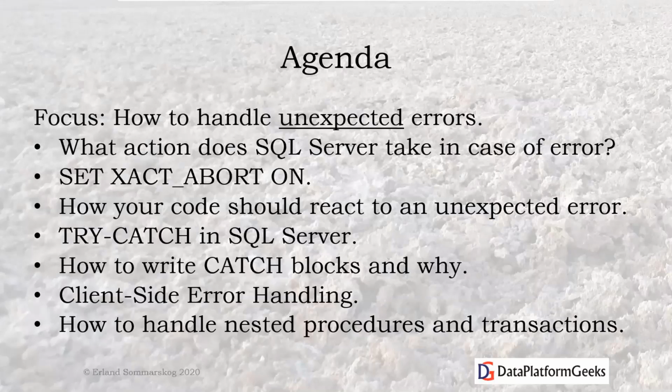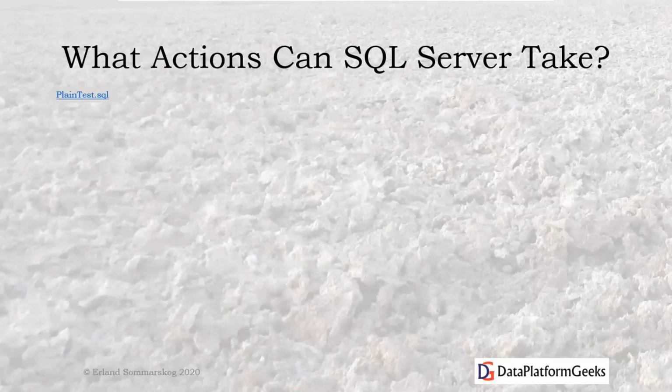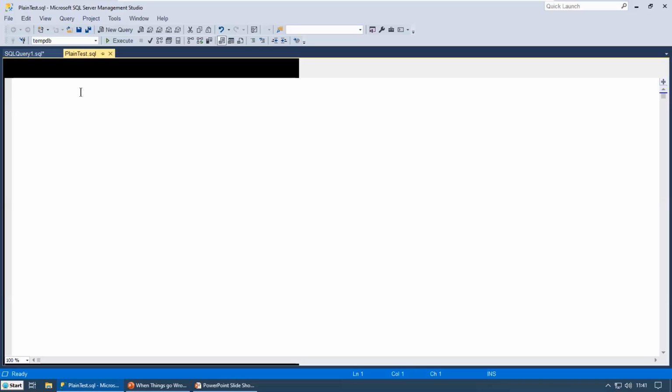So SQL Server is running your code and finds out, oh no, not again. This guy just can't program. He's made an error again. So SQL Server has to raise an error. And now the question is, what happens next? So I'm going to explore this by doing a demo.